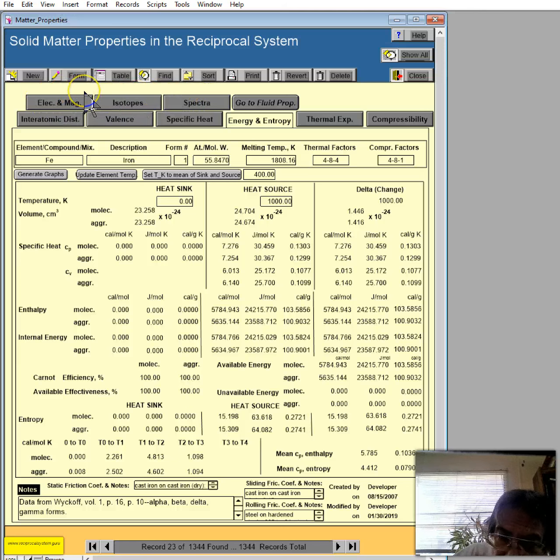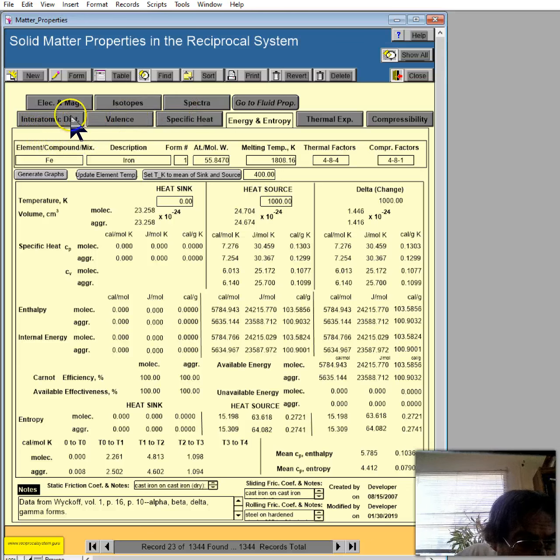By the way, all temperatures are in Kelvin in this database module. Calculate the cubic centimeters of volume. This is per cell, of course, molecular and the aggregate. No difference in this case. At the heat source, you can see the volume is a little bit greater, solid expansion, of course, and there's the delta. Then we get the specific heat.